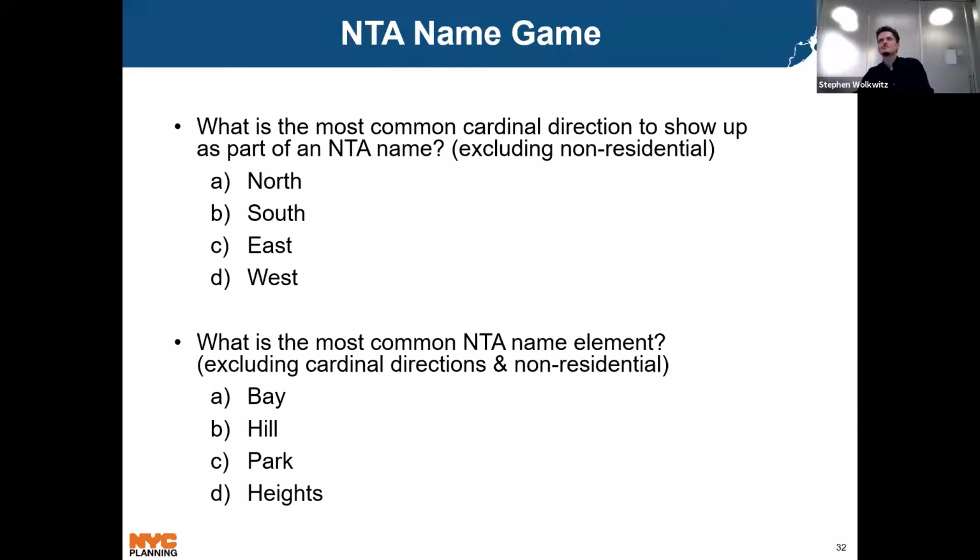Now I want to briefly see if I can quiz the audience here, or just see what you think. You can guess. What do you think is the most common cardinal direction, so north, south, east, west, to show up as part of an NTA name? I'm excluding the parks and non-residential areas for this quiz. And I'm also interested to know what you think is the most common name element in an NTA outside of the cardinal directions. The options are bay, hill, park, or heights.